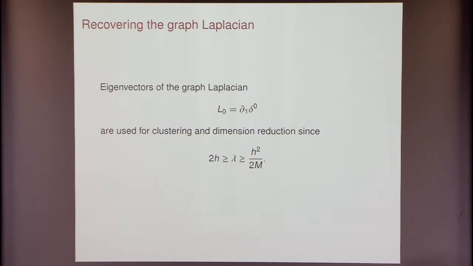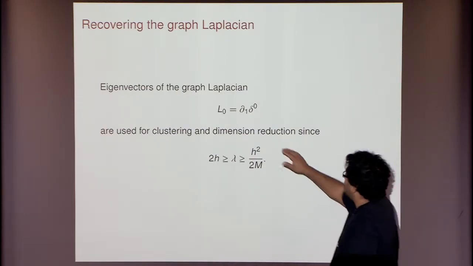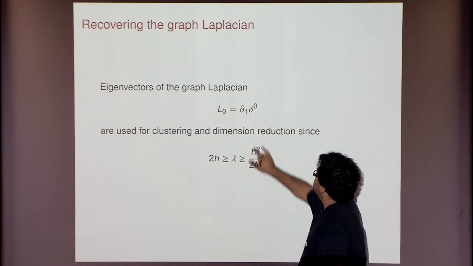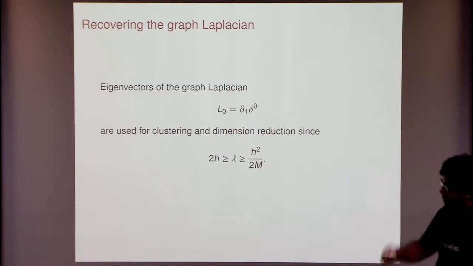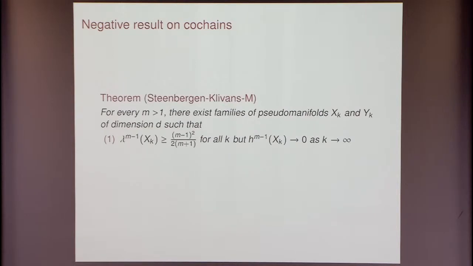So one of the things you'd hope, and it's true, is that you recover the graph Laplacian. So L0 is just this part, and again, you get back your Cheeger inequality. Now, even if you have nice pseudomanifolds, it turns out that you don't get a Cheeger inequality for cochains.